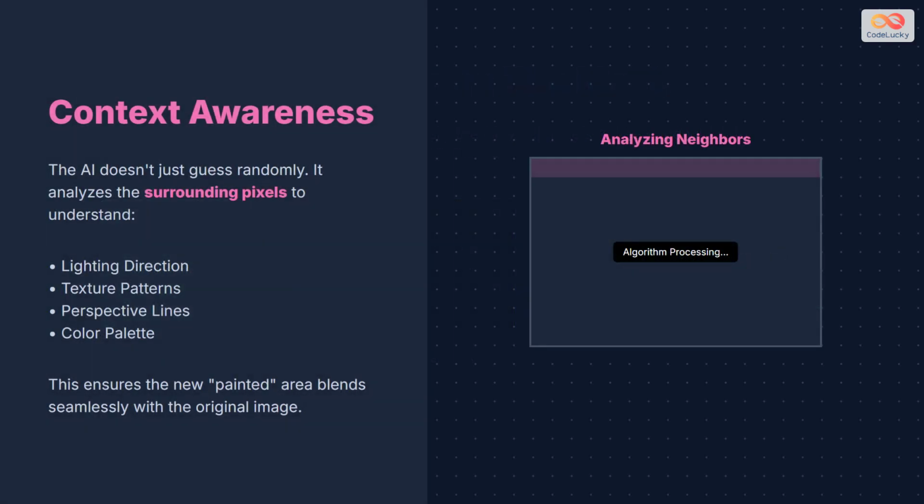The magic behind this is context awareness. When the AI regenerates the masked area, it doesn't just guess randomly. It analyzes the neighboring pixels to understand the lighting, the textures, and the perspective lines. It uses this information to ensure the new content blends seamlessly, making the edit invisible to the naked eye.